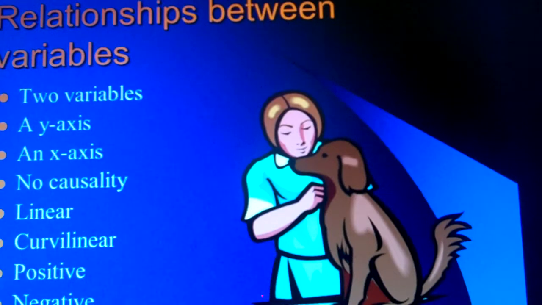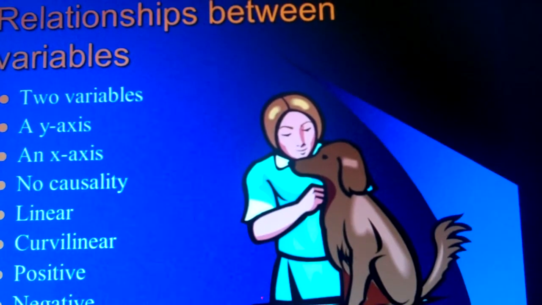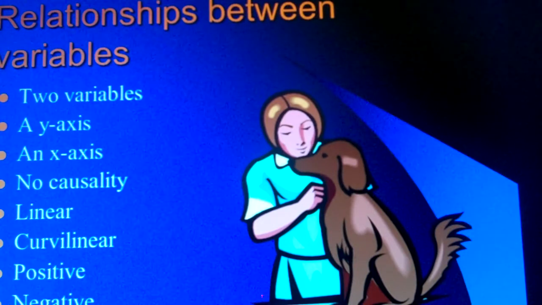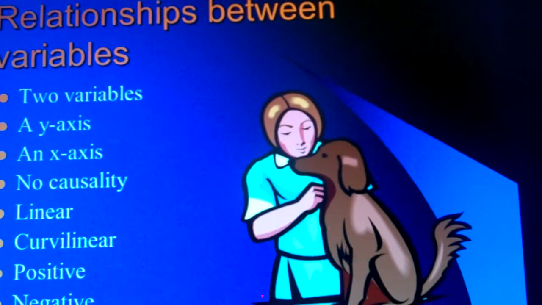This correlation can be linear, on a straight line. It can also be curvilinear, which means it makes a little U shape. It can be positive or it can be negative. If your correlation is positive, then both scores go in the same direction. Either they both go up at the same time or down at the same time. That's positive. If one goes up while the other one goes down, that's negative.